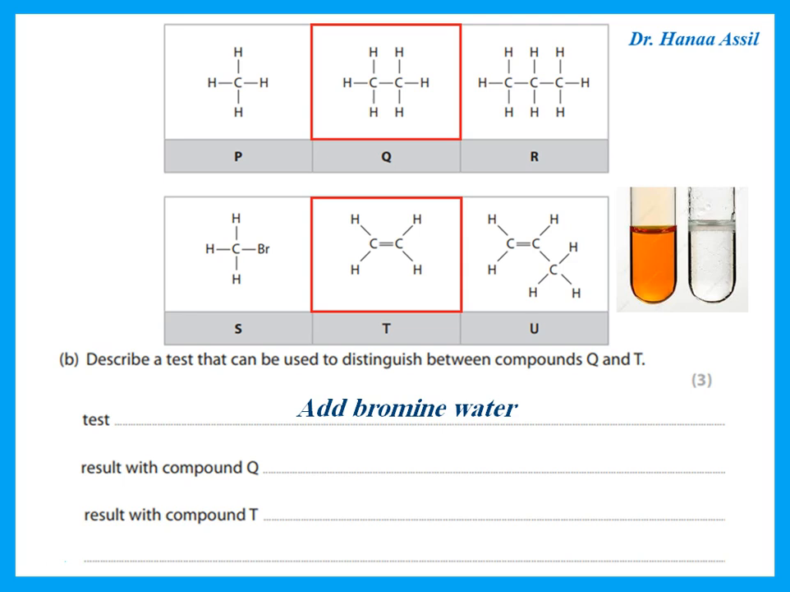So, result with Q, what is Q? Is Q an alkene? Q is an alkane, so it doesn't react. No change, no reaction. But T is an alkene. Alkenes will change the bromine water from orange to colorless.